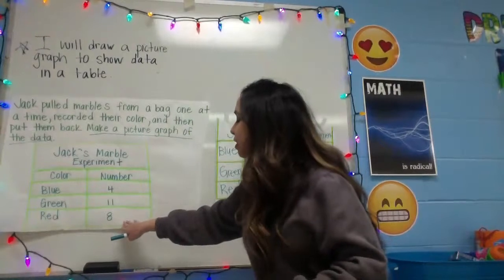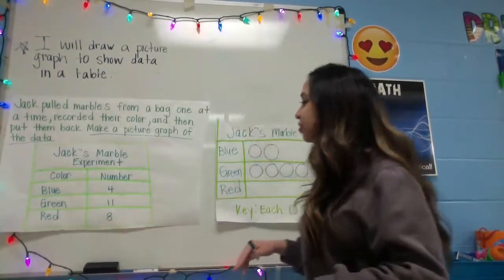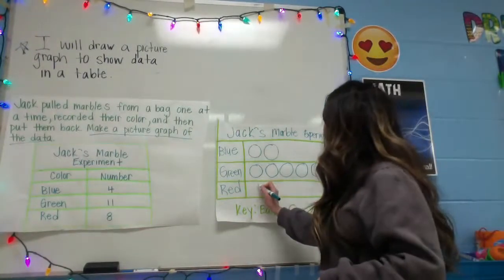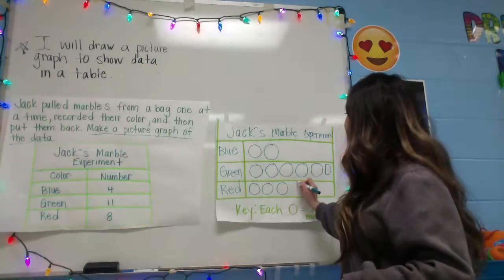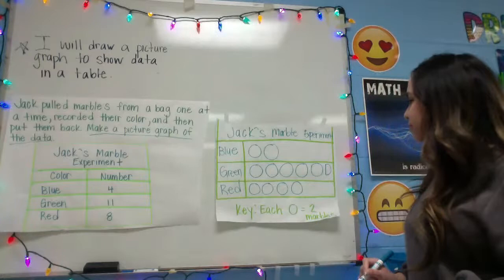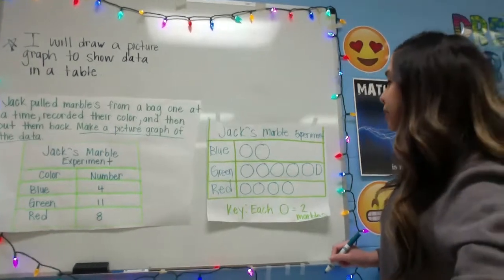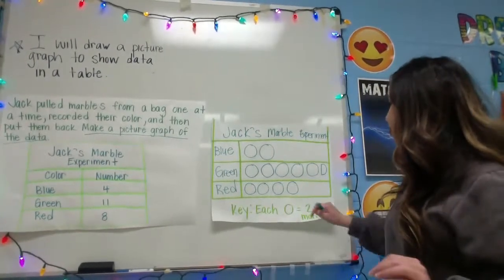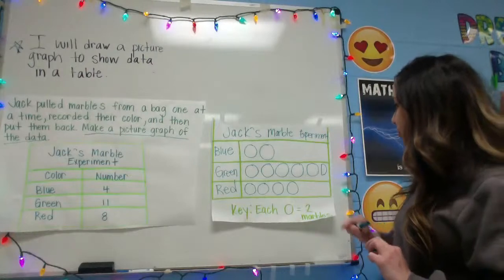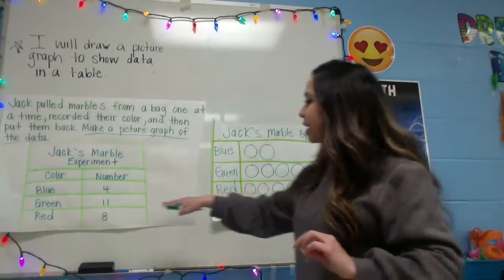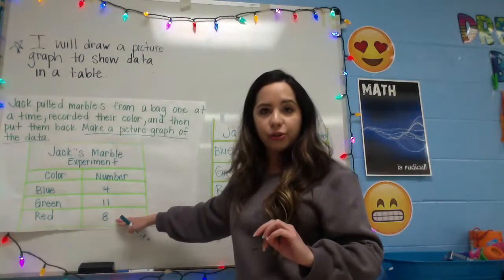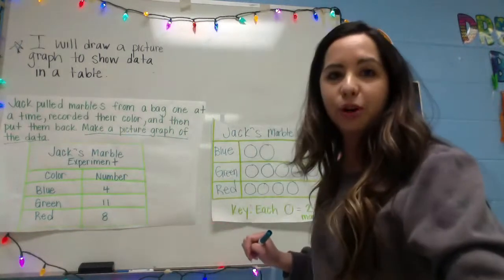And then last but not least, red, there's a total of 8 marbles. 2, 4, 6, 8, right? And you can double check your work. You know that each circle stands for 2 marbles. There are 4 circles. 4 times 2 is 8. And there are a total of 8 red marbles.